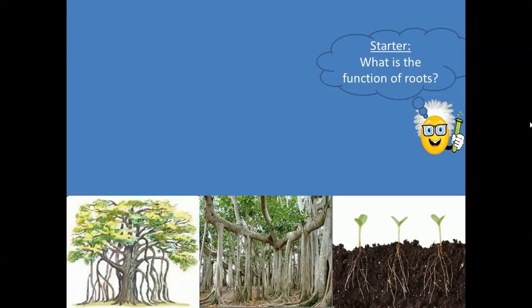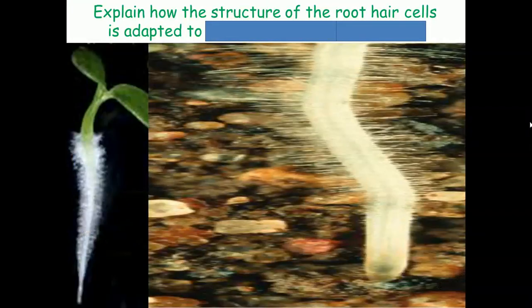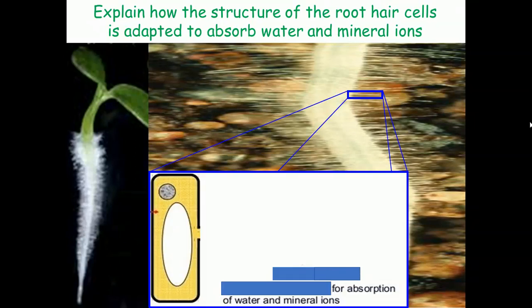The roots have two functions in plants. They could anchor a plant to make it more stable, but they also have root hair cells in the roots, and those root hair cells are adapted because one of the functions of the roots is to absorb water and mineral ions. If we look at a root hair cell, we could see that it's got a surface where water and mineral ions are absorbed through the membrane.